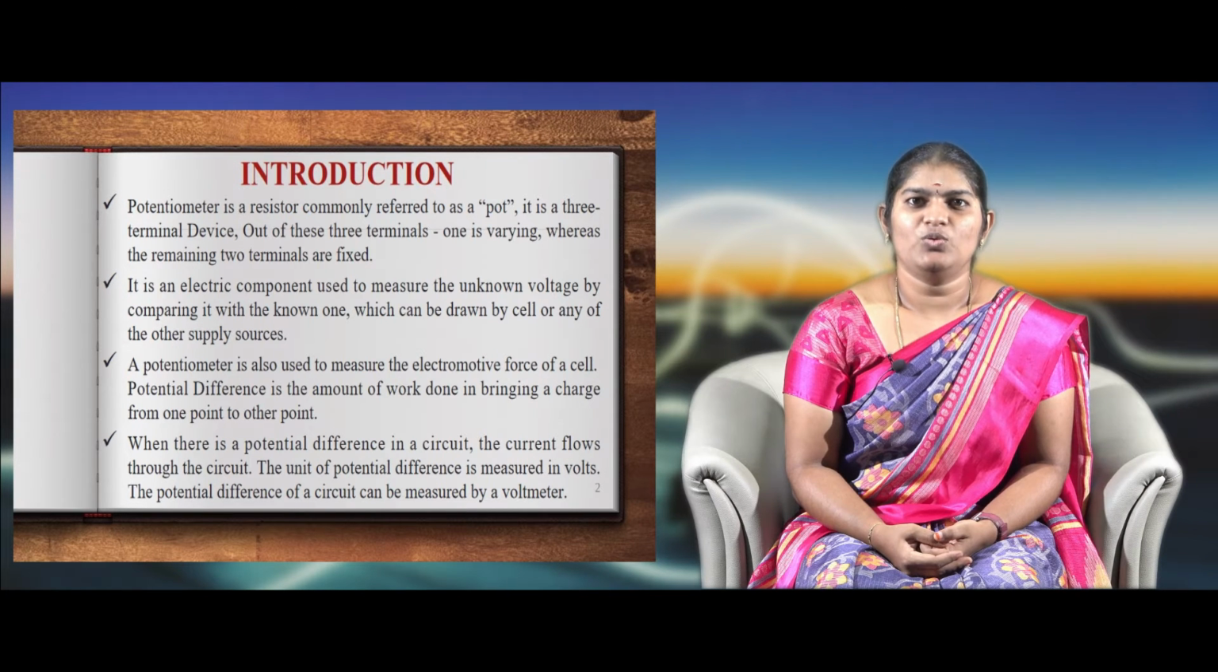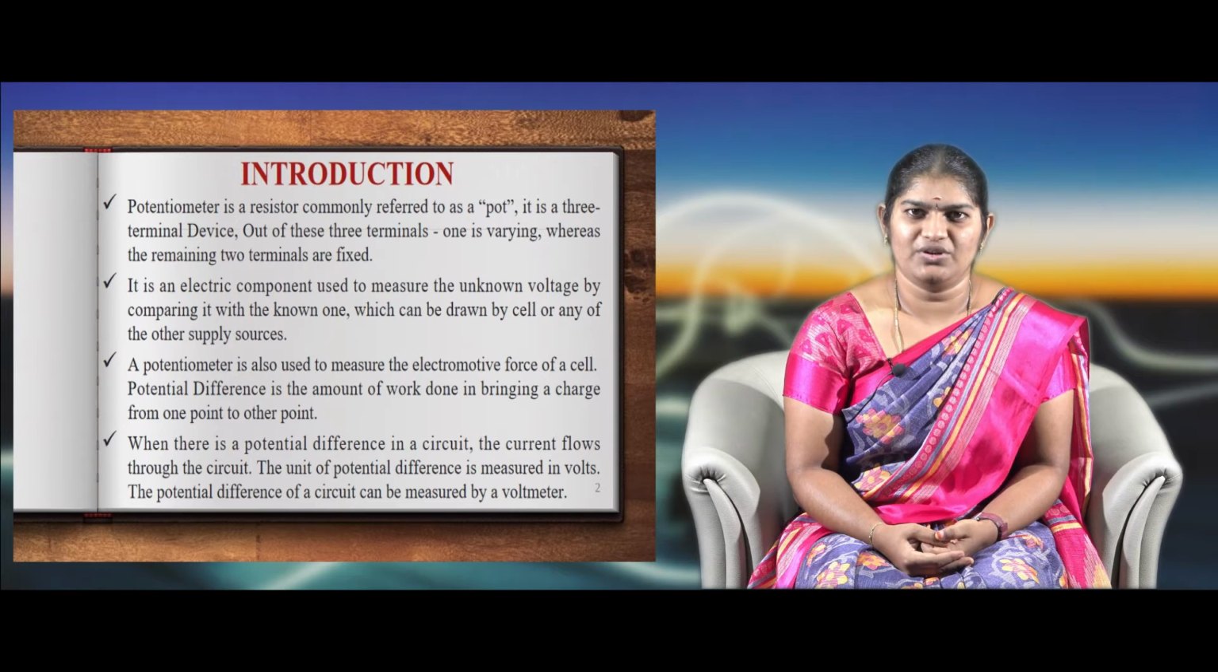Potential difference is the amount of work done in bringing a charge from one point to another point. When there is a potential difference in a circuit, current starts flowing through the circuit. The unit of potential difference is the volt. The potential difference can be measured by an instrument called a voltmeter.